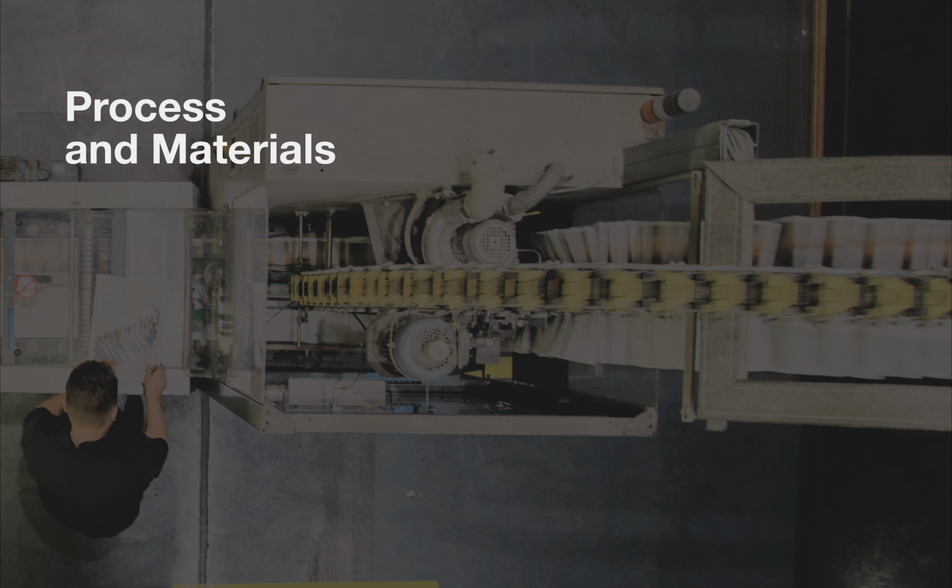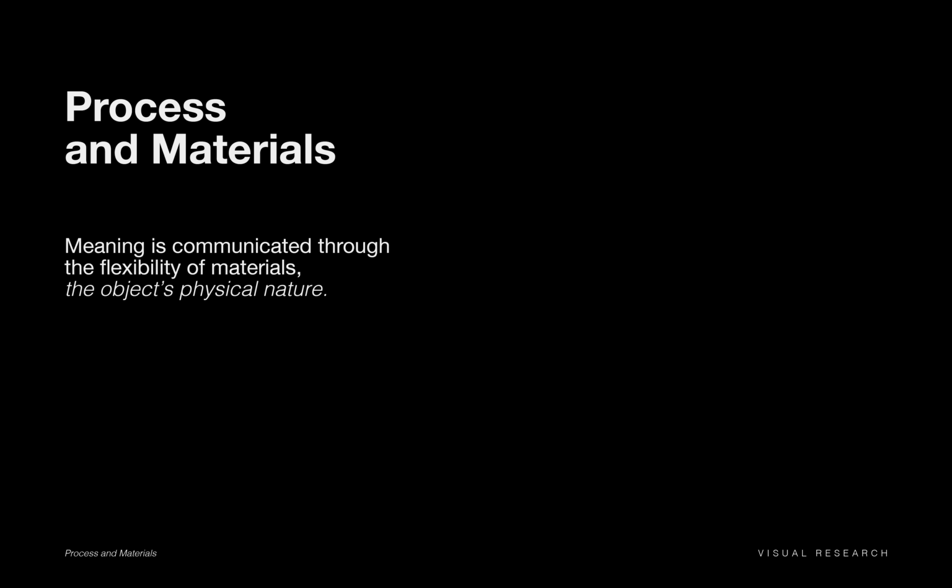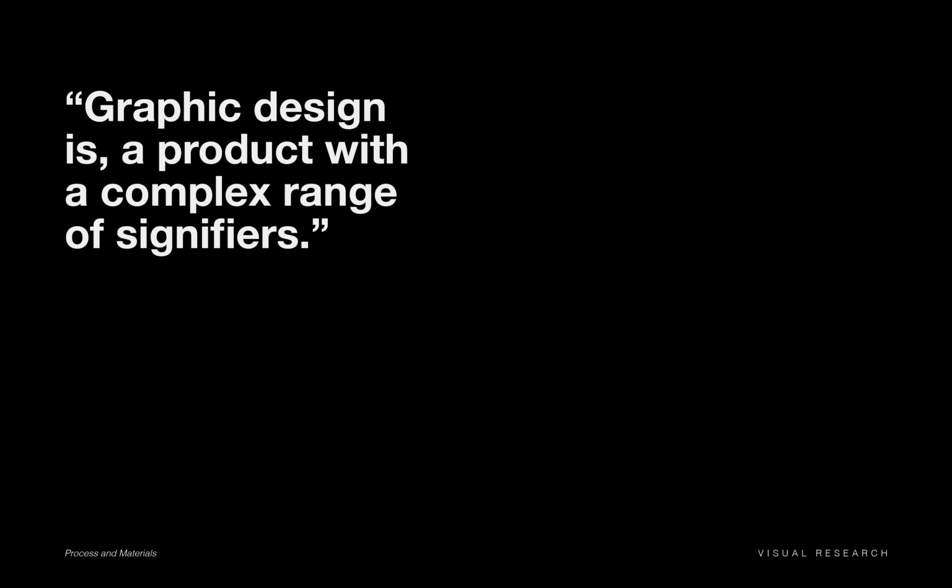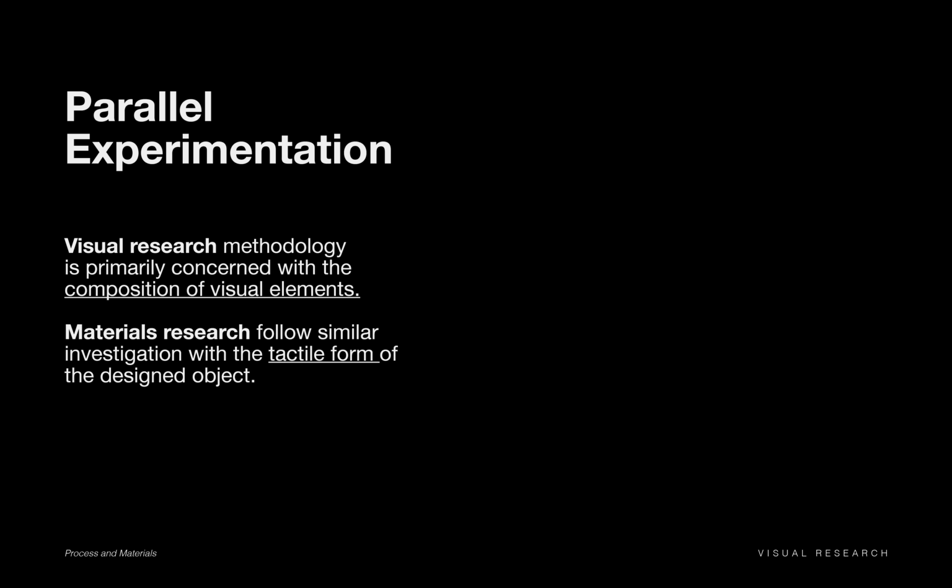Process and materials. Meaning in graphic design outcomes is communicated through the flexibility of materials and the object's physical nature. Graphic design is a product with a complex range of signifiers. Thus, the processes of material experimentation run in parallel to the visual research process. The visual research methodology is primarily concerned with the composition of visual elements. Moreover, materials research follows a similar investigation with the tactile form of the designed object.